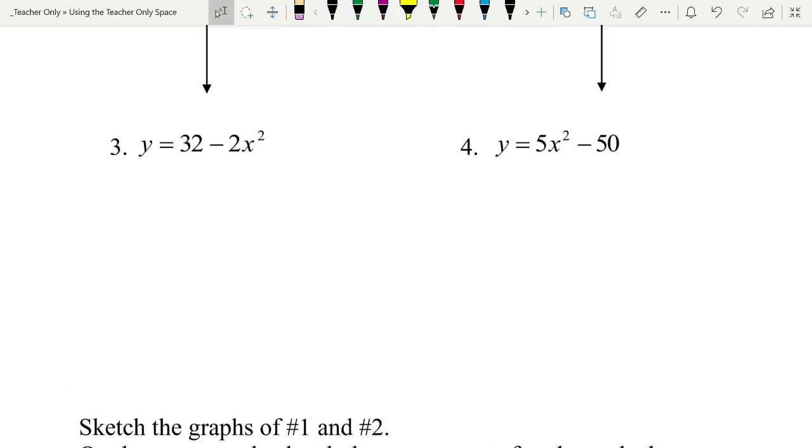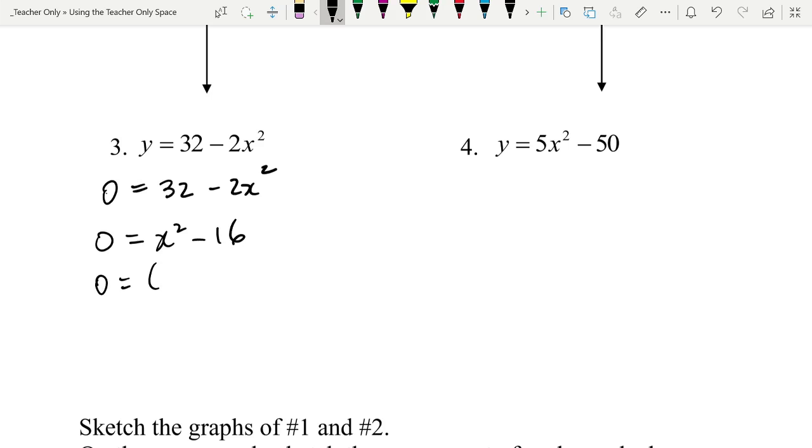How do I solve that one? Well, let's see. I would solve this one by, again, setting that to 0. And I think I would divide both sides of this equation by negative 2. 0 divided by negative 2 is still 0. And then I have x squared minus 16. I'm going to use my difference of squares again.